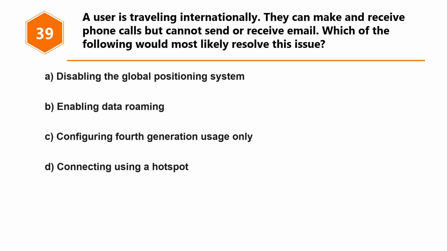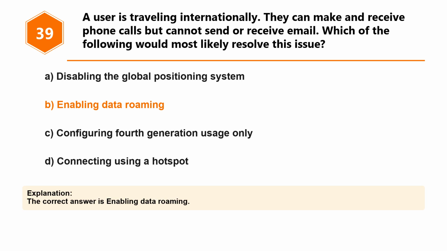Question 39. A user is traveling internationally. They can make and receive phone calls but cannot send or receive email. Which of the following would most likely resolve this issue? Option A, disabling the global positioning system. Option B, enabling data roaming. Option C, configuring fourth generation usage only. Option D, connecting using a hotspot. The correct answer is option B, enabling data roaming.